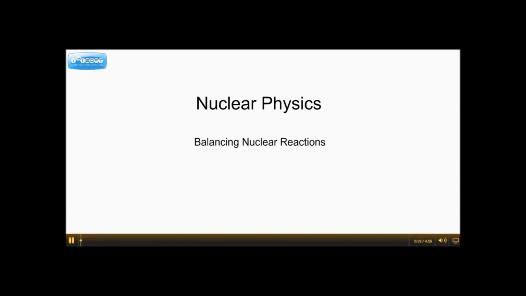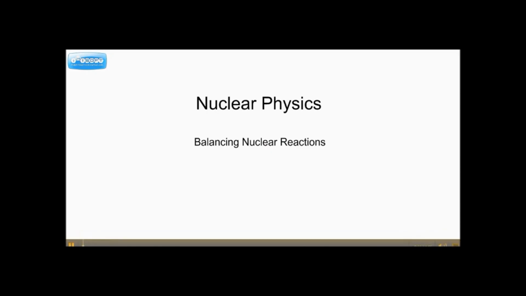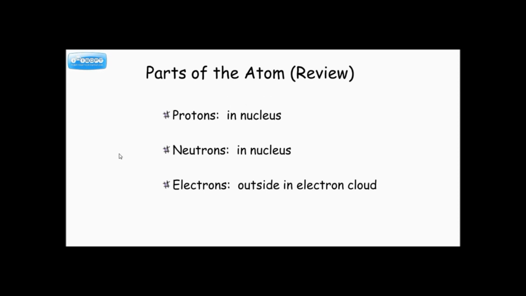We're going to look at how to balance nuclear reactions in this video. So let's start with a review. Where are the parts of the atom? Protons and neutrons are in the nucleus. Electrons are on the outside, in the electron cloud. So really, when we're talking about nuclear reactions and nuclear equations, we don't really care about these electrons. We're really worried about what's going on in that nucleus, so protons and neutrons.